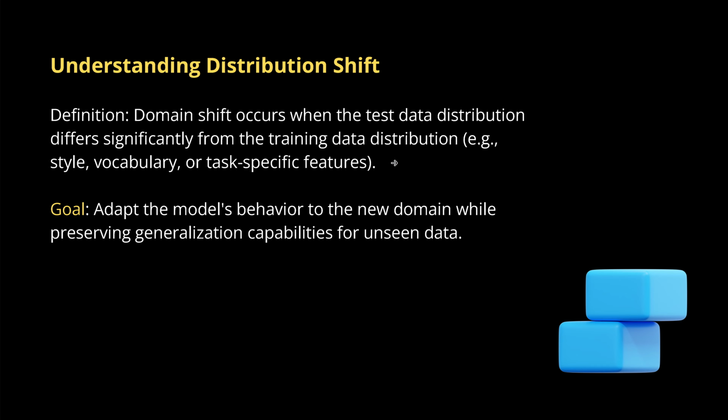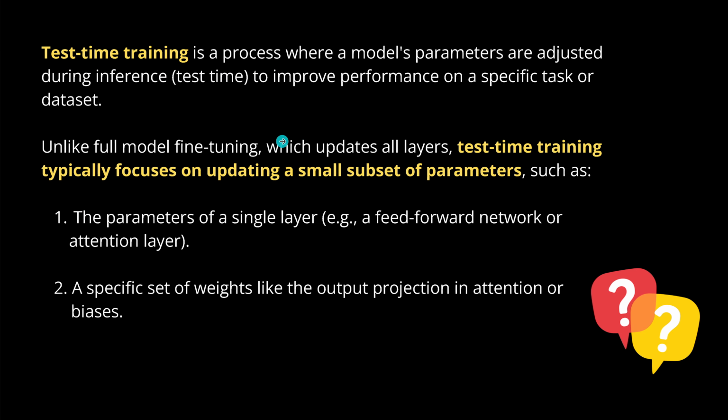ICL, maybe not. Great. So, test time training is a process where model parameters are adjusted during inference, during the test time run, to improve the performance on your specific task. And unlike full model fine-tuning that takes 1,000 hours, you just have 2 minutes to do this in the inference. You do not update all the layers, but now comes the beauty. You select, based on your task, which tensors, in which architecture, in which layer of your transformer you want to modify. So, test time training usually focuses on updating only a small subset of parameters.